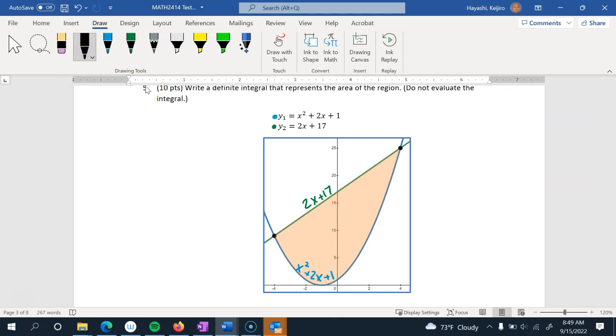As for these points of intersection, maybe the axes won't be as clearly labeled on the test. So you'll want to know that to find these, you'll set the two equations equal to one another. So you're going to take x squared plus 2x plus 1 and set it equal to 2x plus 17.